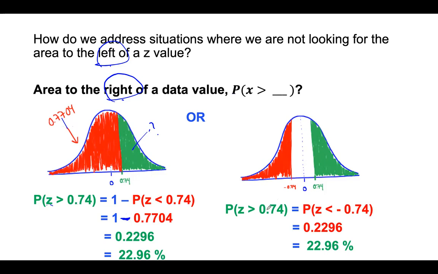What about the probability of Z being greater than 0.74? It is also equal to the same due to symmetry. Just notice this, it's equal to the probability of Z being less than negative 0.74.